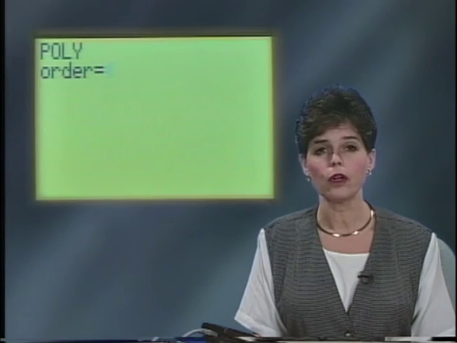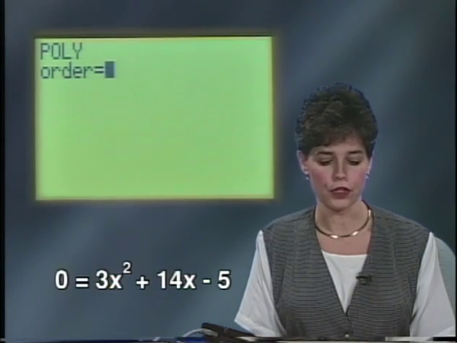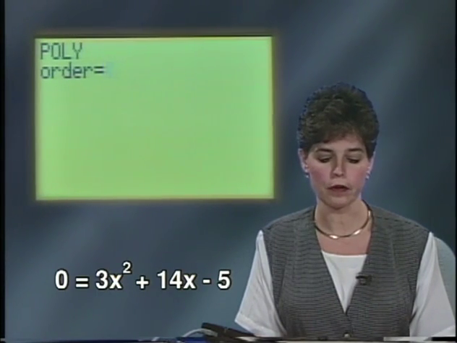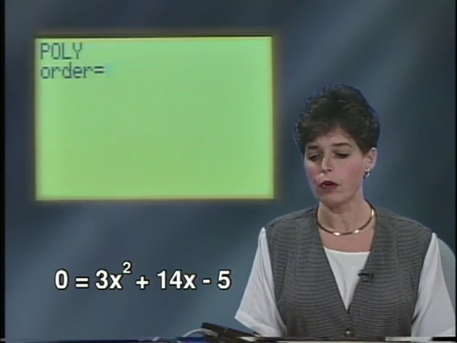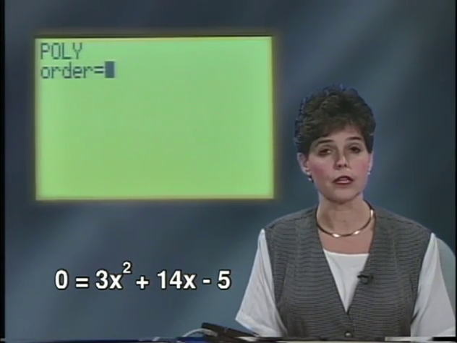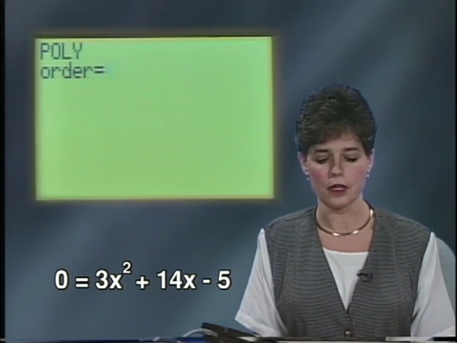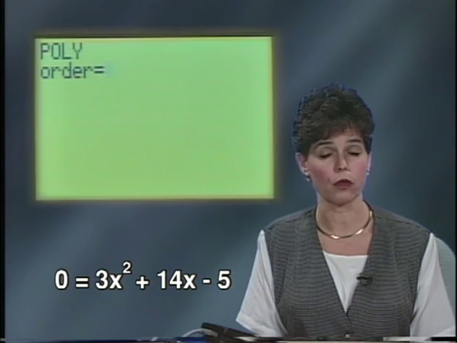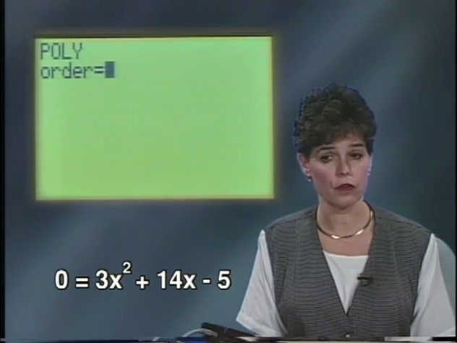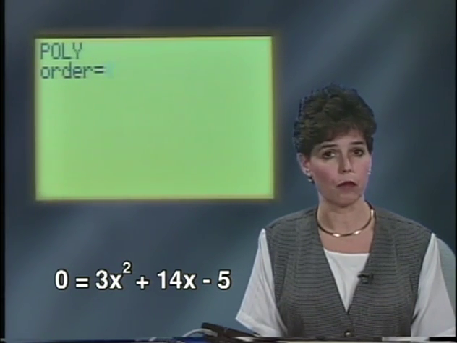Well, I think that we'll go ahead and solve the equation 0 equals 3x squared plus 14x minus 5. The order is 2 because x squared involves the highest power on my polynomial function. In other words, 2 is the degree of this function. It's the order that I'm going to place in here.